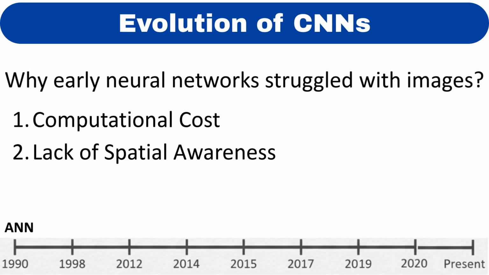Before CNNs, we used traditional artificial neural networks. They struggled with images for two big reasons. First, computation. A single 224 by 224 image means more than 150,000 inputs. This created millions of parameters and made training painfully slow. Second, spatial understanding. ANNs saw each pixel as an independent and isolated value. They didn't know that neighboring pixels form shapes or edges. If you move an object slightly, the network failed to recognize it.